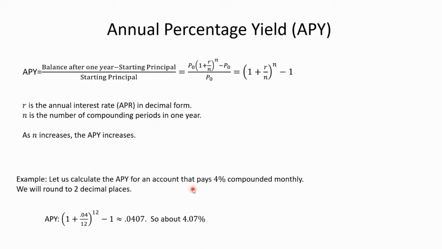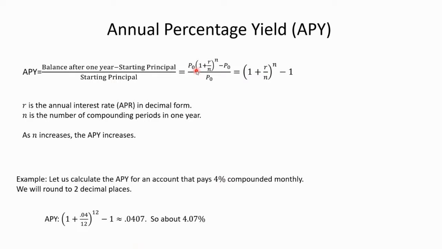Now, as an example, let's say we want to calculate the APY, okay? And let's say the account pays 4% and it's compounded monthly. So in other words, our APR here is 4%. So you have to convert that to a decimal to get R. We know that N is 12, compounded monthly. So we calculate it just using this formula.